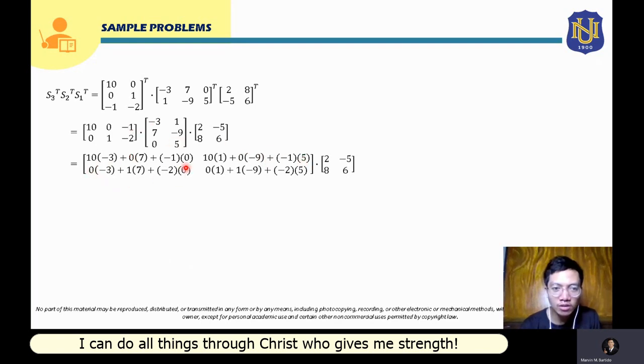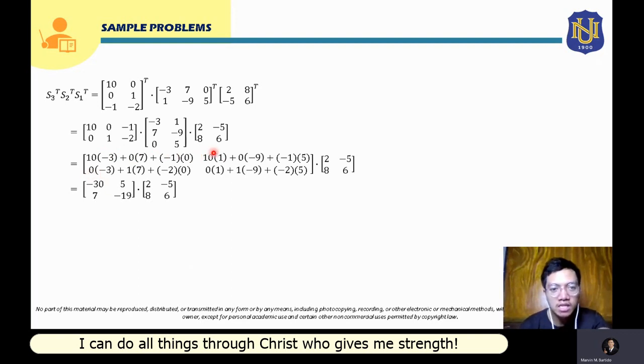Now for this element, this will be the product of the second row and the first column: 0 times negative 3 plus 1 times 7 plus negative 2 times 0. For this last element, this will be the product of the second row and second column: 0 times 1 plus 1 times negative 9 plus negative 2 times 5. We have to simplify this before multiplying it to the submatrix 1 transpose. So let's simplify this further. This will be 10 times negative 3 plus 0 times 7 plus negative 1 times 0.